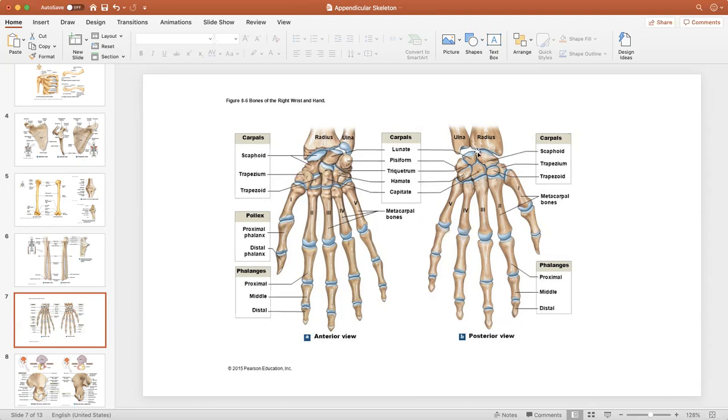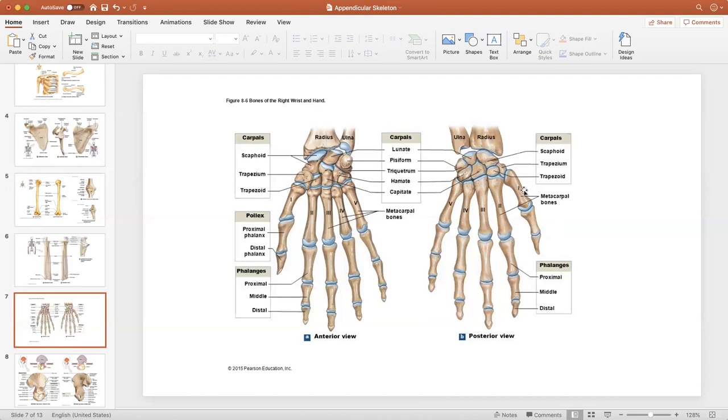And you'll need to know the positioning, where medial, lateral, proximal, distal, because that's how we'll ask it on the quiz or on the test or on the practical. You'll have to label one of them. So yes, you have to know all the carpal bones.